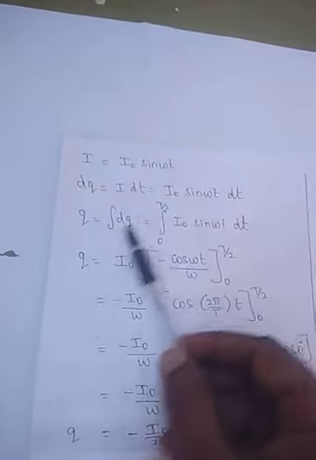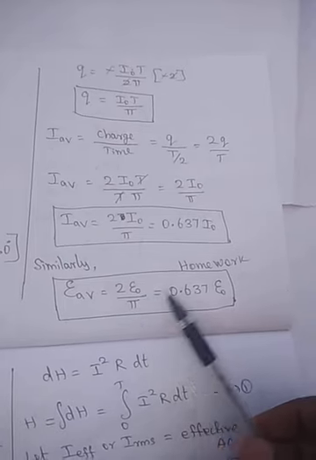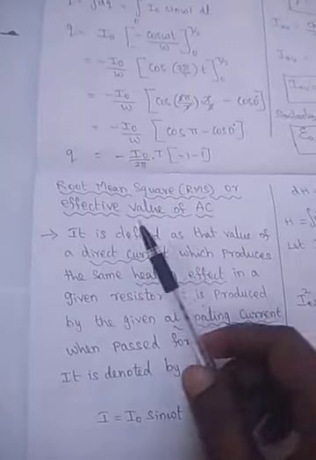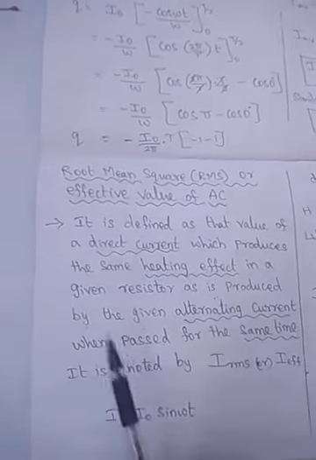That's all. So again we will get that Ohm's law formula. We will arrive at the equation: E average is equal to 2 E naught by pi, which is 0.637 E naught. Then, the root mean square or the RMS value of the alternating current.